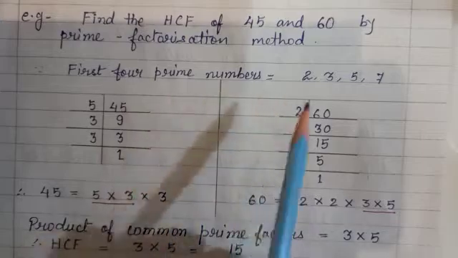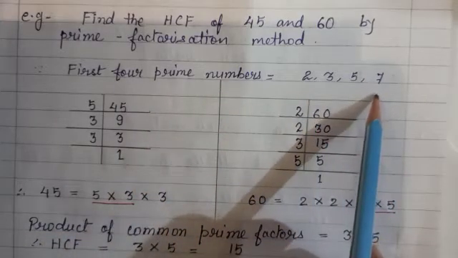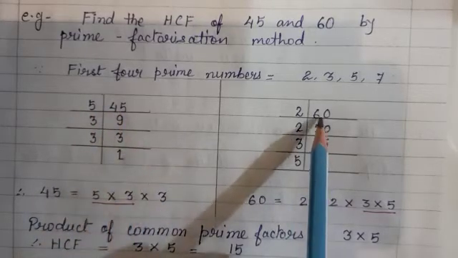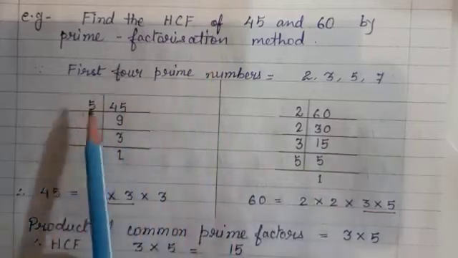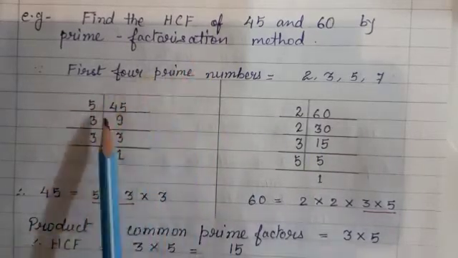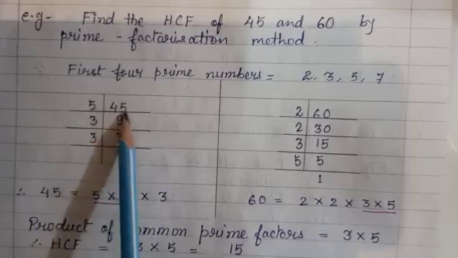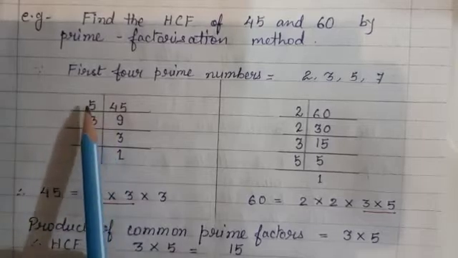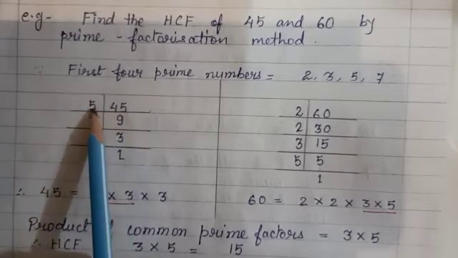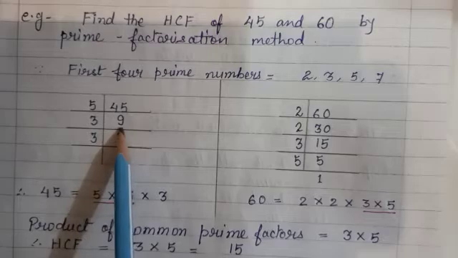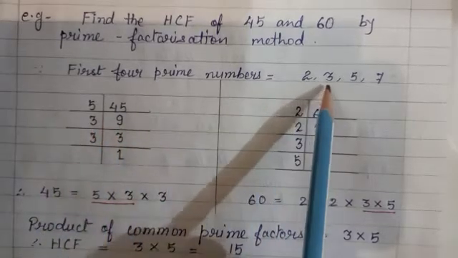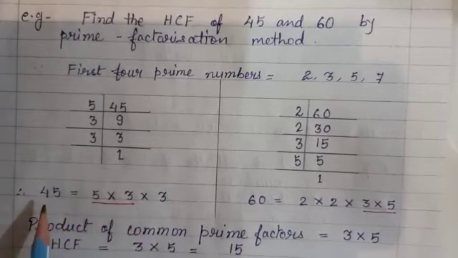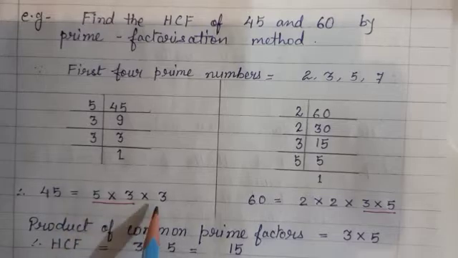First four prime numbers we know are 2, 3, 5 and 7. Now on one side we will find the prime factorization of 45 and on the other side the prime factorization of 60. First of all, 45, according to the rule of divisibility by 5, is divisible by 5. Here 5 is a prime number. When we divide 45 by 5, we get 9. 9 is divisible by the prime number 3. So 3 threes are 9. Again, 3 ones are 3, and 3 divided by 3 is 1. So the prime factorization of 45 is 5 into 3 into 3.